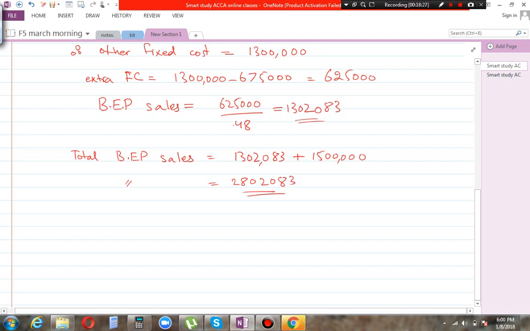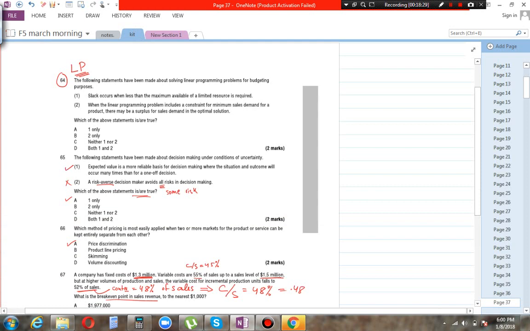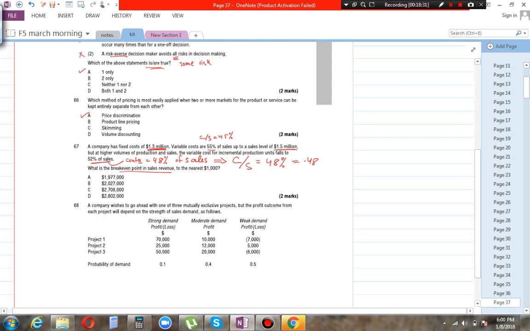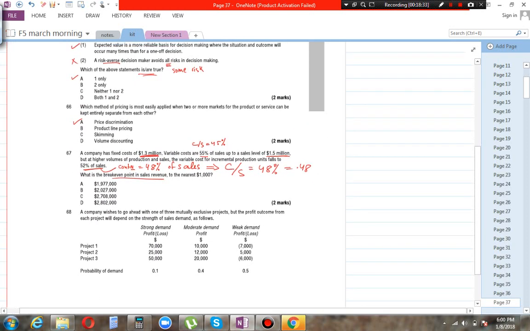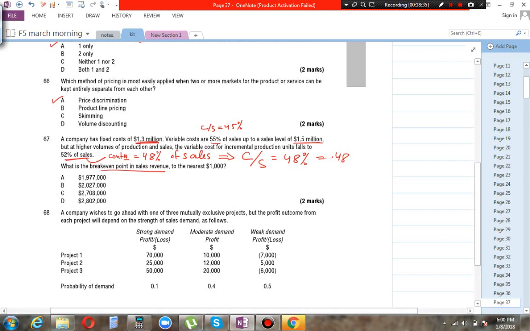Let's see if we have this option in our revision kit. So 2,802,000, because that is to the nearest 1000, so D should be the right answer.